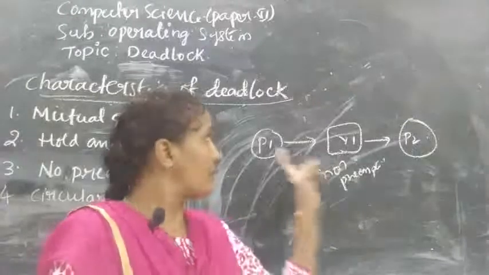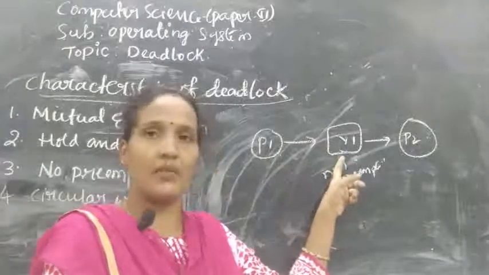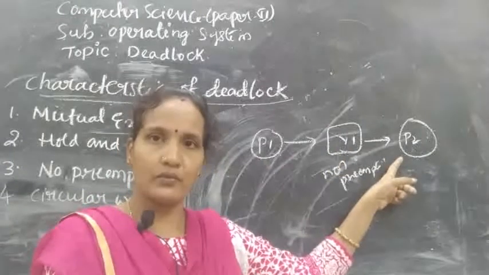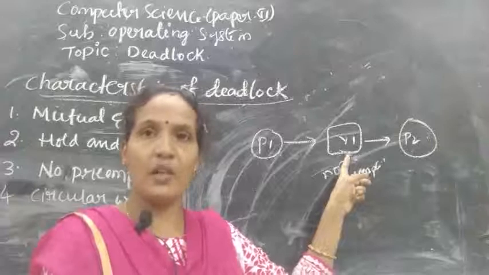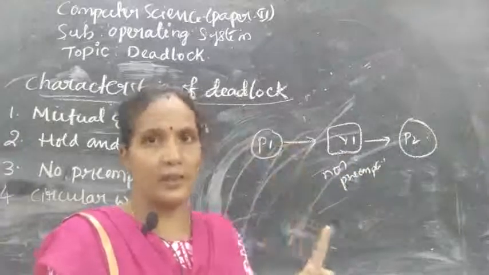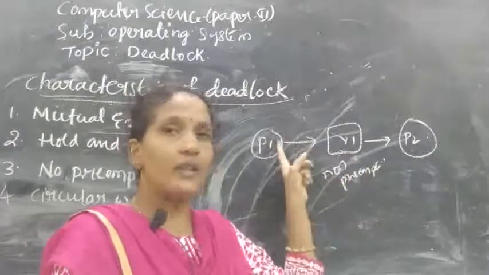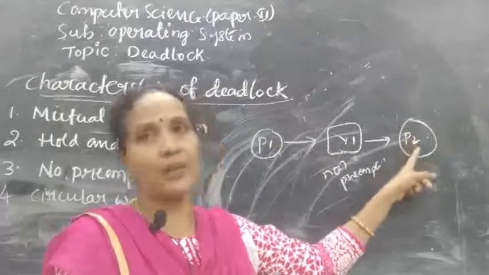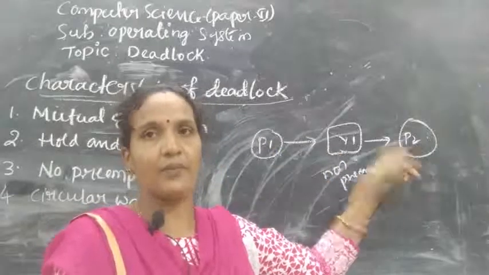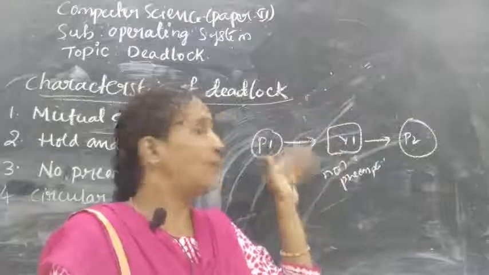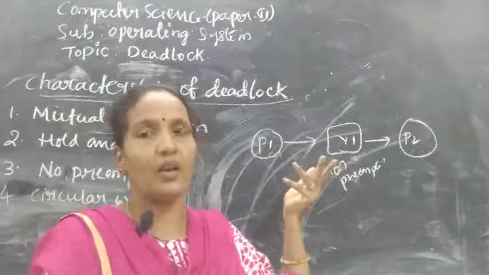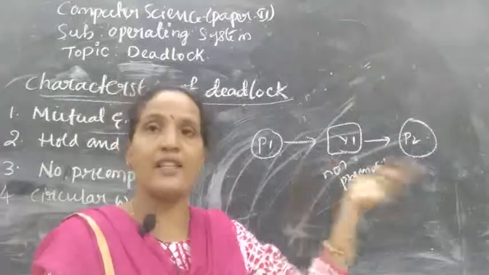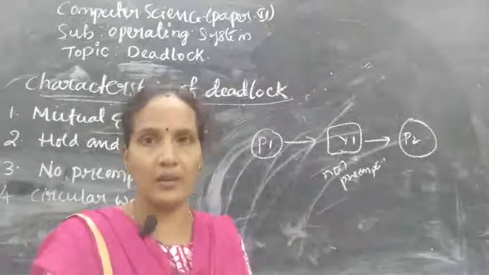Clear? Here P1 is requesting R1. R1 is held by P2. This resource is non-shareable. Non-shareable means only one process can use it at a time. So P1 needs to wait till P2 completes its execution. Here P1 can wait for a long time. That is called non-preemptive. This situation may lead to a deadlock.